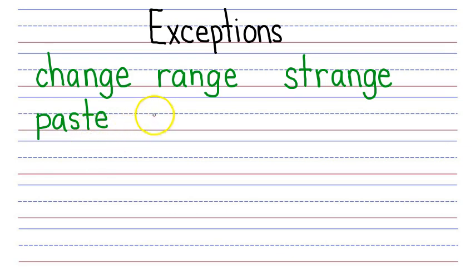Next word, waste. We have a W that says W, an A that needs to make a long A sound, an S that says S, a T that says T, and a silent final E that jumps over two consonants to help that A make a long A sound. W, A, S, T, waste.